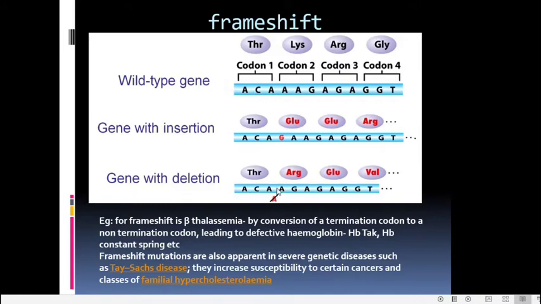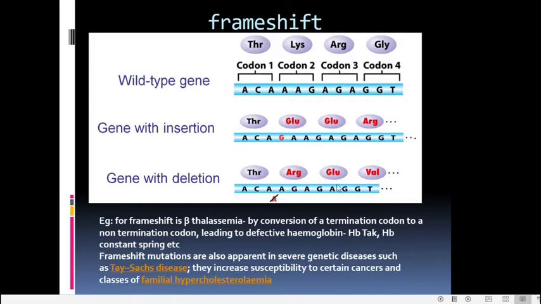But here what happens is that this A has been deleted. So here also the reading frame will change. The first one will be threonine, and next, instead of AAG, it will read as AGA, and the amino acid is different. It will be arginine. Next will be glutamic acid. Next will be valine. So thereafter, after the point of deletion, all the codons will be different.